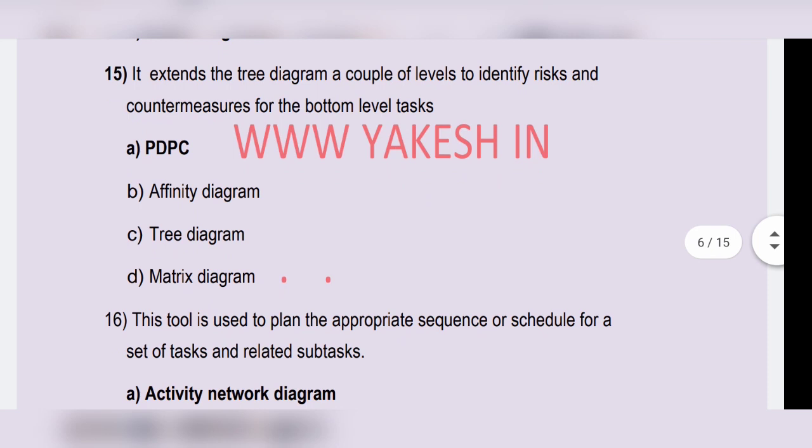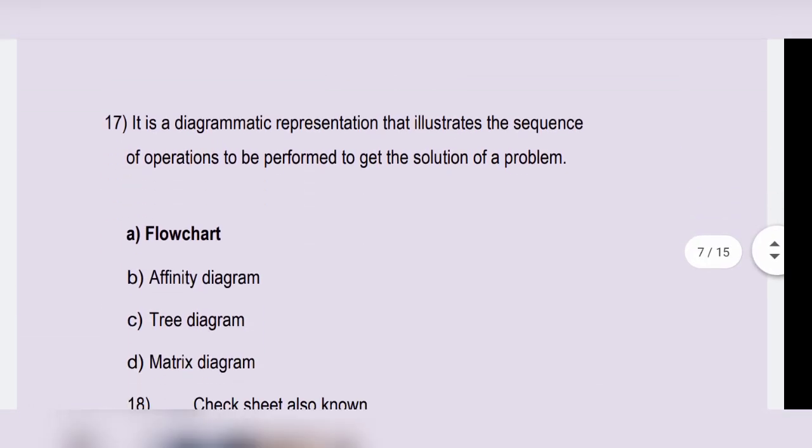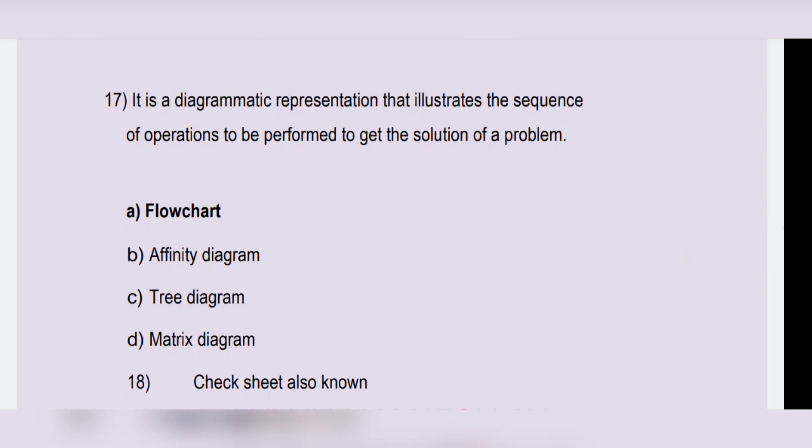It extends the tree diagram a couple of levels to identify risks and countermeasures for the bottom level task. Option A, PDPC. This tool is used to plan the appropriate sequence or schedule for a set of tasks and related subtasks. Option A, activity network diagram. It is a diagrammatic representation that illustrates the sequence of operations to be performed to get the solution of problems. Option A, flowchart.